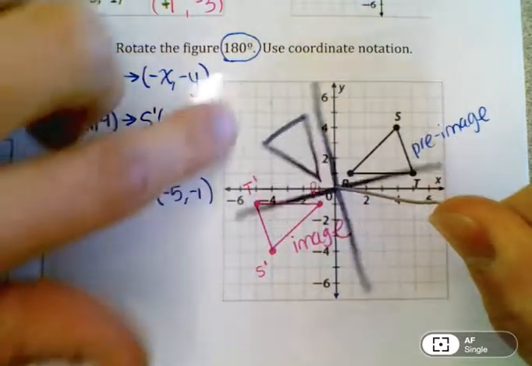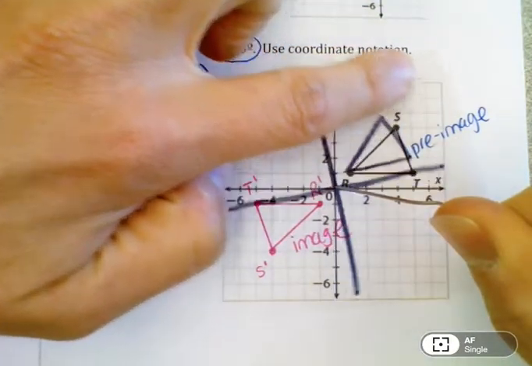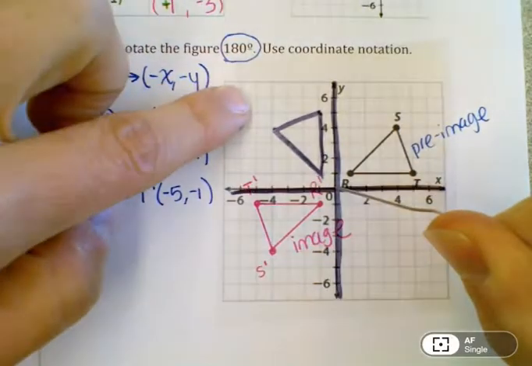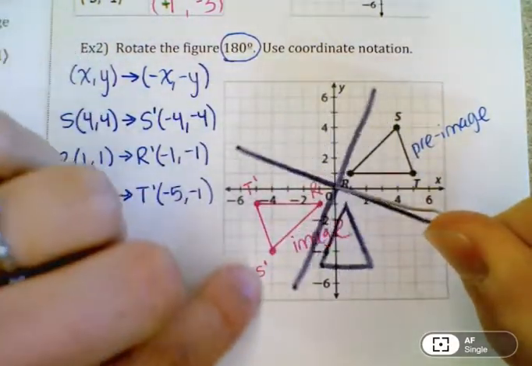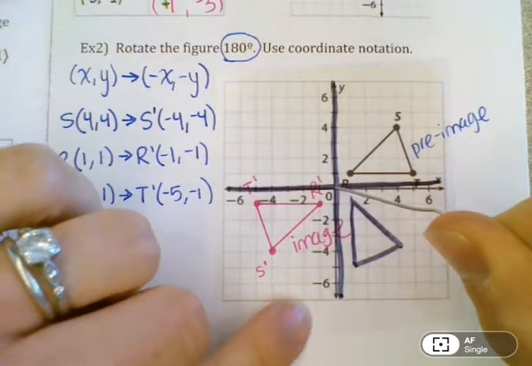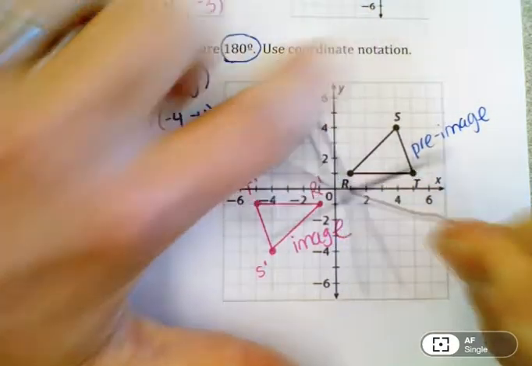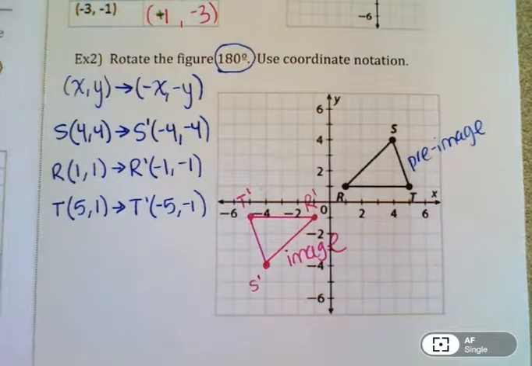Okay, so there's the rotation, and then you can see all the way in between, right? That would be 90, 180, and then 270 would look something like that. Makes like a pretty pinwheel. Okay, anyway, that's it for rotations. We're done.